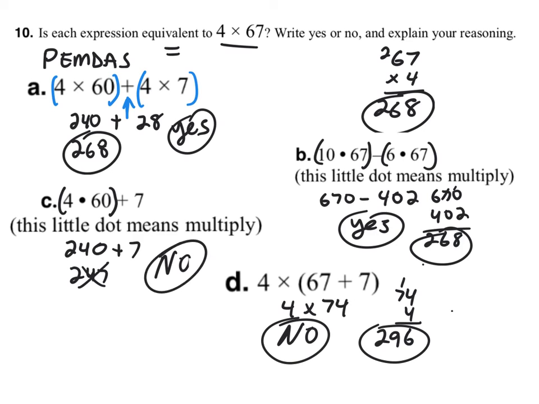So we had a couple that were equivalent and a couple that were not equivalent. And how did we get the answers? We found the value of each expression by using PEMDAS.